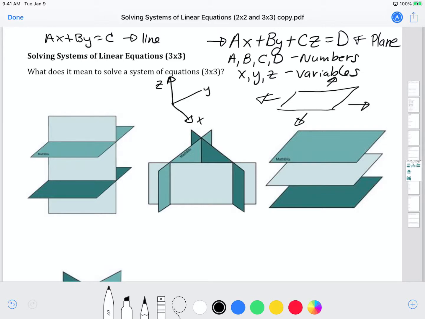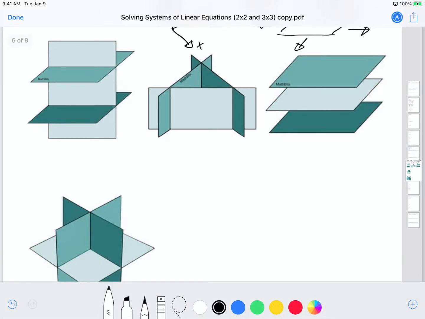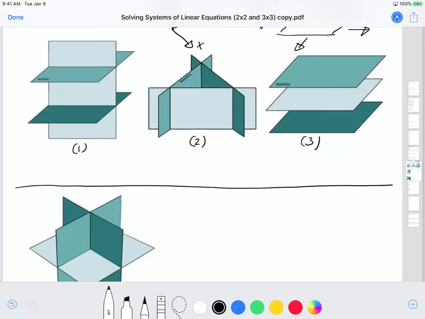Now when we solve a 3 by 3 system, there are different situations you can run into, just like when we solve a 2 by 2 system. We could have no solution, we could have infinite solutions, or we could have 1 solution. In this first bunch of pictures, I'll call this picture 1, picture 2, and picture 3. These are all pictures of the special case of no solution, because in order to get a solution for a 3 by 3 system, all the planes have to intersect at least 1 point.